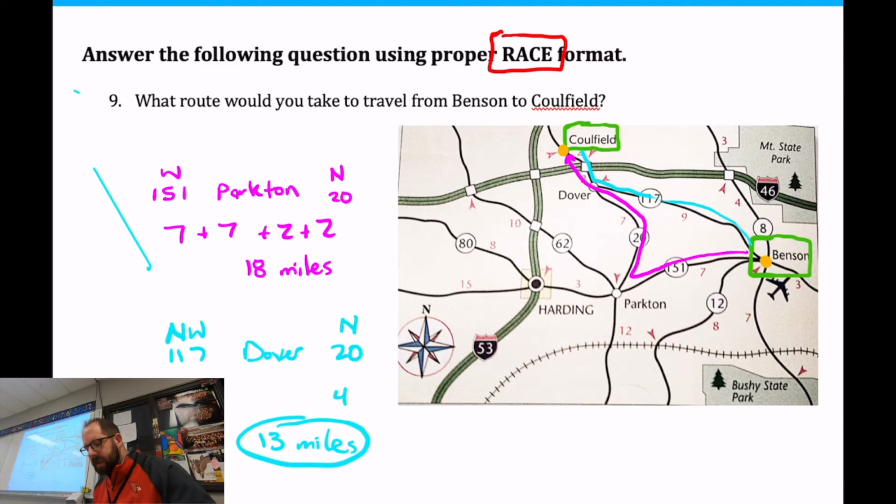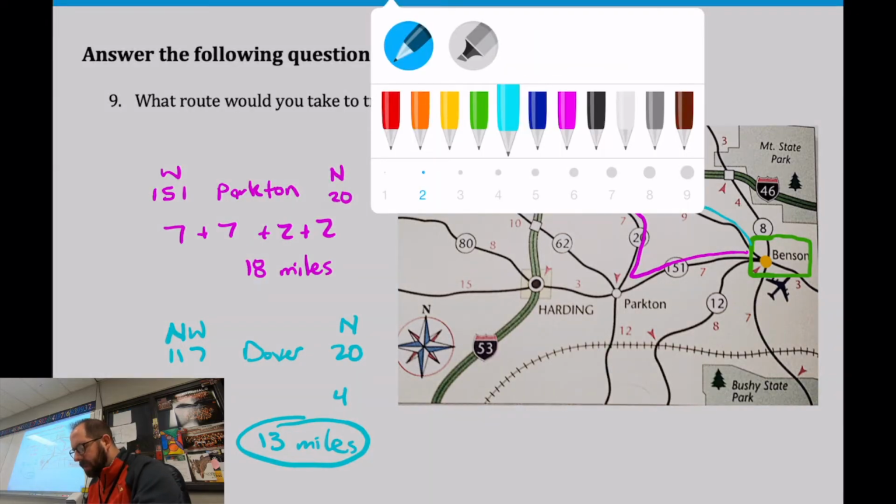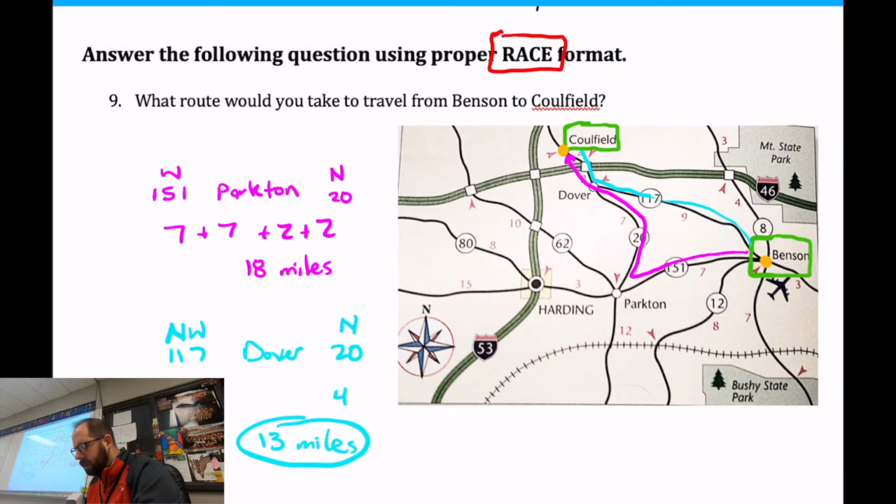And that would be something I would do in my explanation, like compare different routes. If I had enough information from this, maybe they told me over here this was 20 miles. I could say, okay, hey, I'm not taking Interstate 46 because maybe the picture isn't to scale. So maybe I don't want to take the Interstate 46 because I don't want to travel 20 miles.